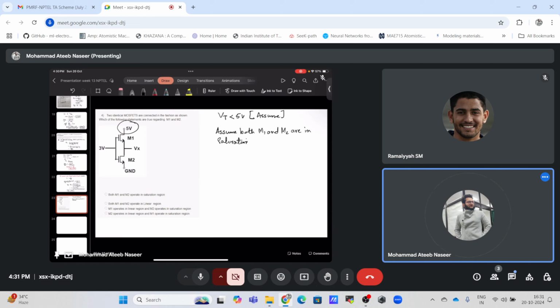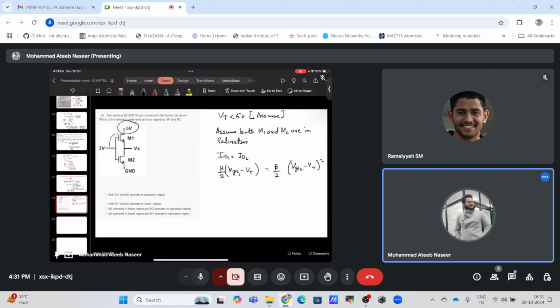Okay, so what does it give us? It will simply give us that, since they are in series, ID1 is simply equal to ID2. ID1 is, let's say, beta by 2 times VGS1 minus VTH. The threshold voltage VTH is the same for both. And ID2 is simply beta by 2 times VGS2 minus VT.